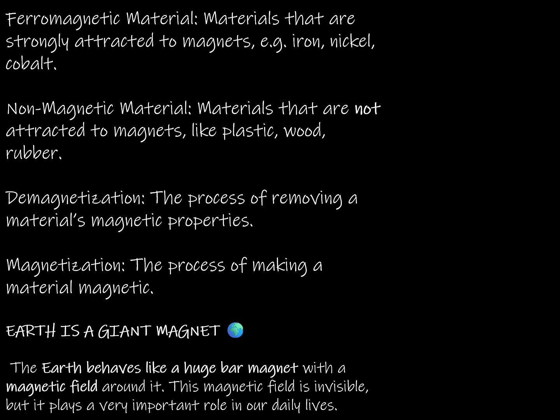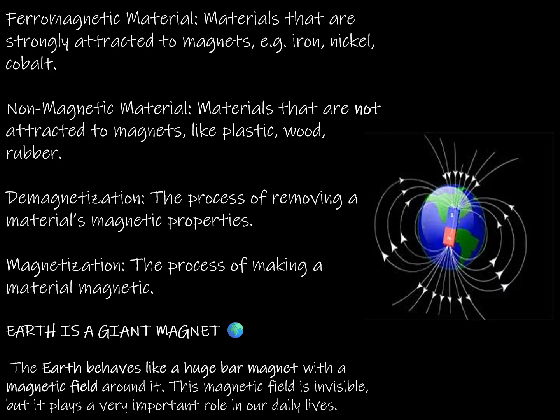Last, let's talk about the Earth as a magnet. You've wondered why when you take a compass it always points towards the north. That is evidence that the Earth is a magnet on its own, because something is always attracting it to the North Pole. So the Earth also behaves as a huge magnet. There is some sort of magnetic field around the Earth. It's invisible though, but it plays a very vital role in our daily lives, such as the compass I talked about.